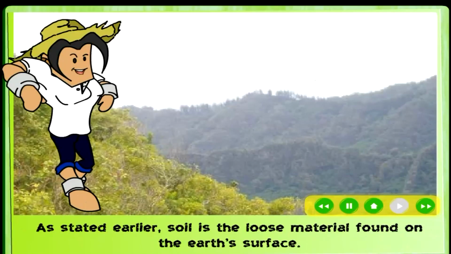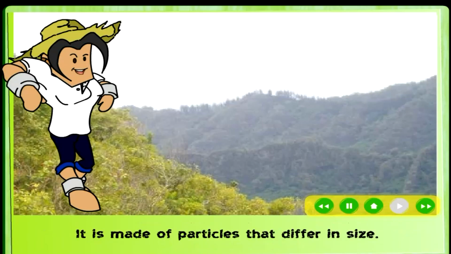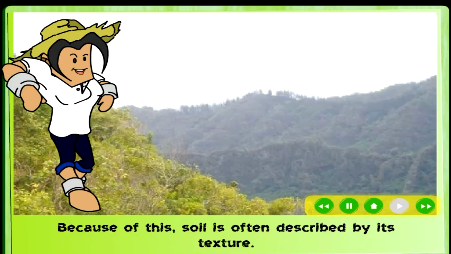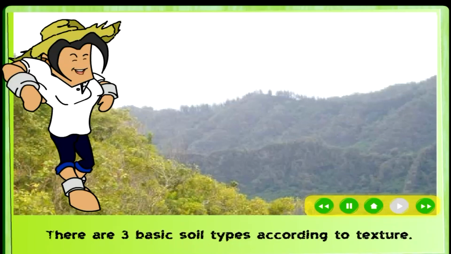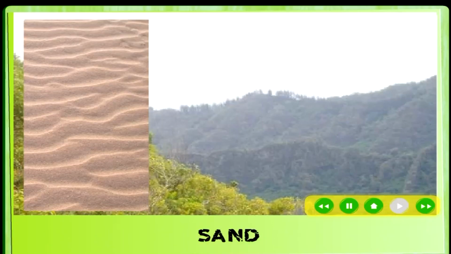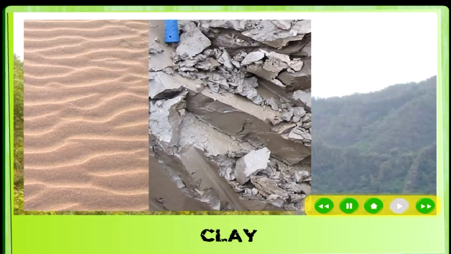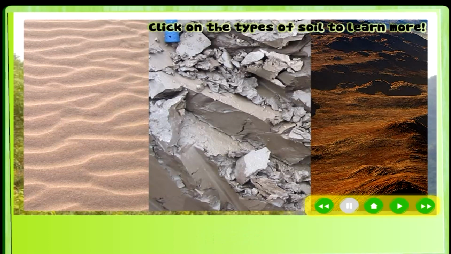As stated earlier, soil is the loose material found on the Earth's surface. It is made of particles that differ in size. Because of this, soil is often described by its texture. There are three basic soil types according to texture: sand, clay, and loam.